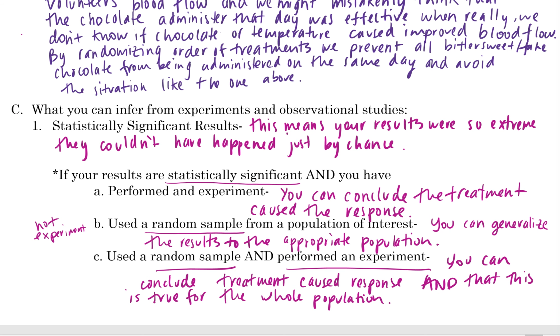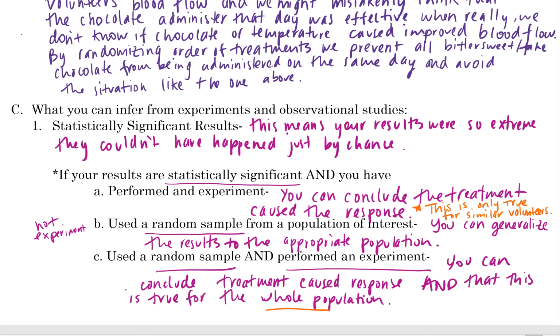If you just performed an experiment, the only people who you can say this is true for are people like the people who were involved in the experiment. So if you performed an experiment, this is only true for people who were like the people who volunteered for the experiment. So this is only true for similar volunteers. Versus if you took a random or representative sample, you can say this is true for the population that they're representing. So that's kind of cool.